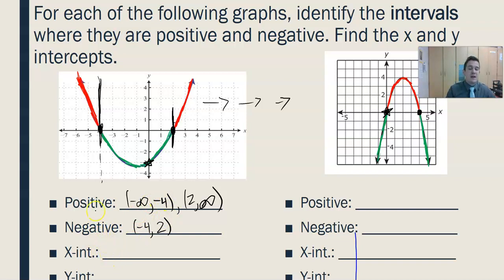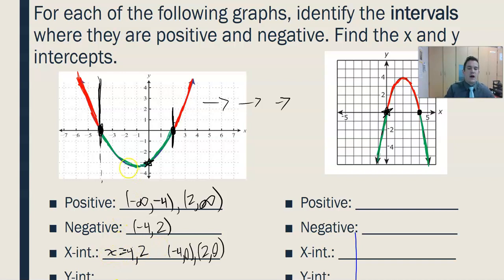Okay, now I'm going to identify my x-intercepts. Where am I touching the x-axis? Well, at x equals negative 4, and at x equals 2. So I'm going to write x equals negative 4 and 2. If I were writing what those points were, that would be the points negative 4, 0, and 2, 0. Those are the points where I cross the x-axis.